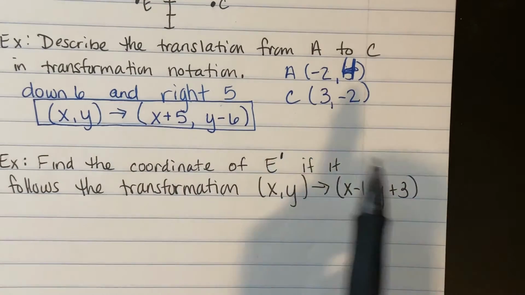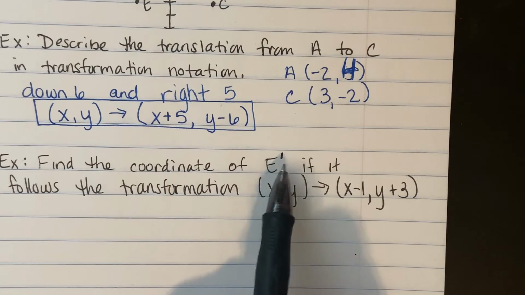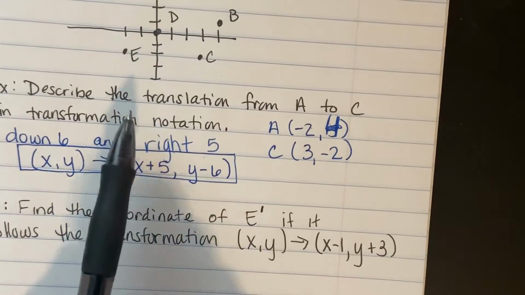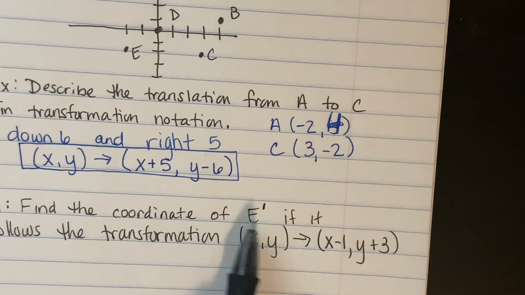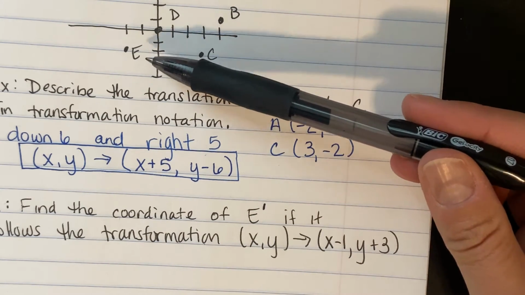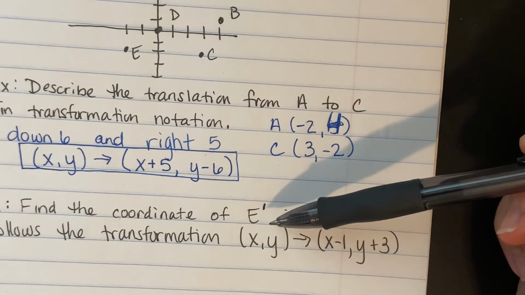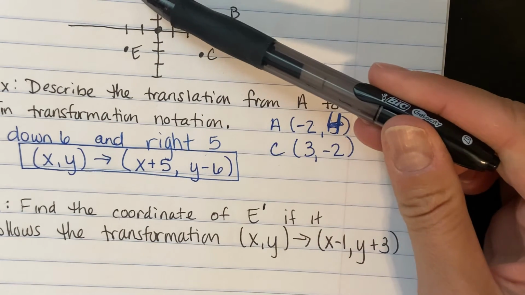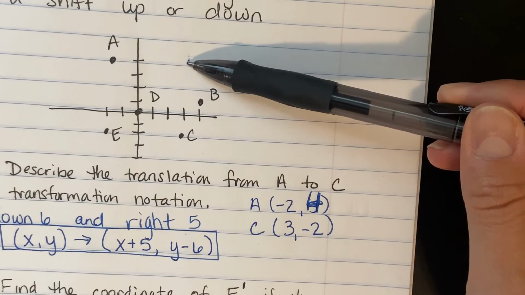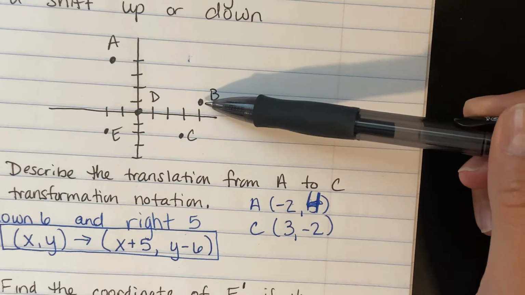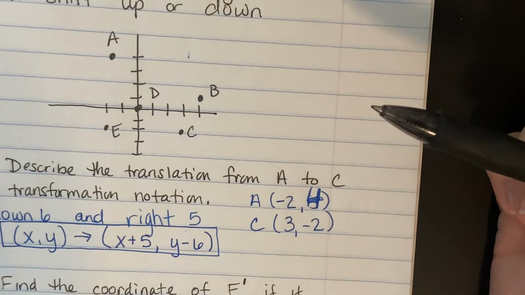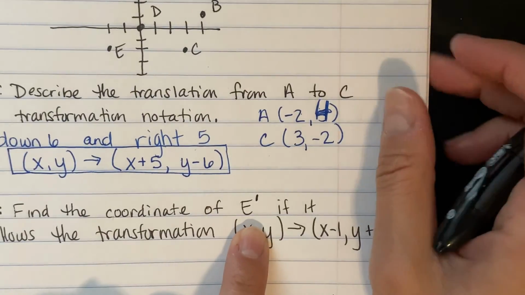This little apostrophe here means it's said E prime. You see how it's different? This E up here is just E by itself. This is E prime. This is saying I'm going to take E and transform it somewhere, and my new E we call E prime. If I moved A over here, the new A would be called A prime, so A with an apostrophe. If I move B over here, it'd be called B prime. So that notation is just saying, hey, that's my new E.